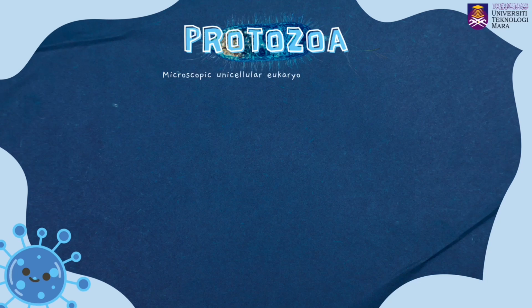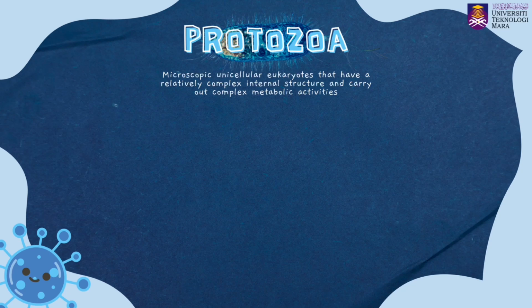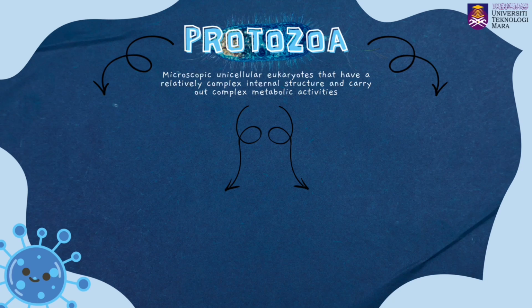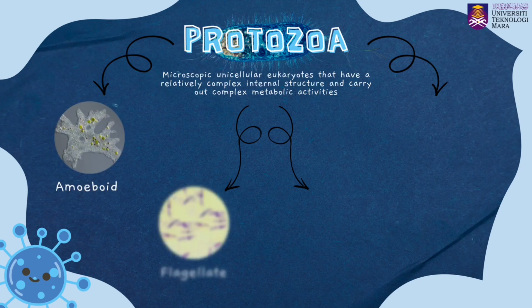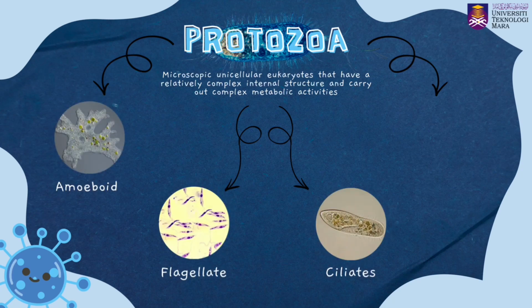Protozoa is a microscopic unicellular eukaryote that has a relatively complex internal structure and carries out complex metabolic activities. Protozoa can be classified into four main types, which are amoeboid, flagellate, ciliate, and sporozoan.